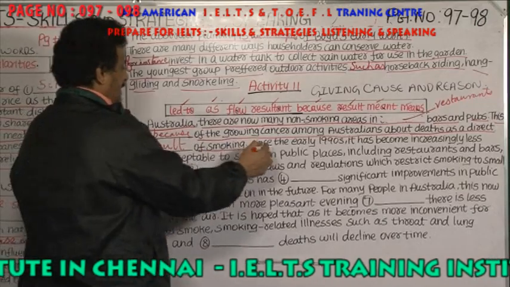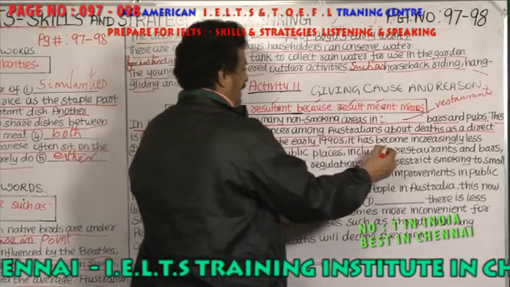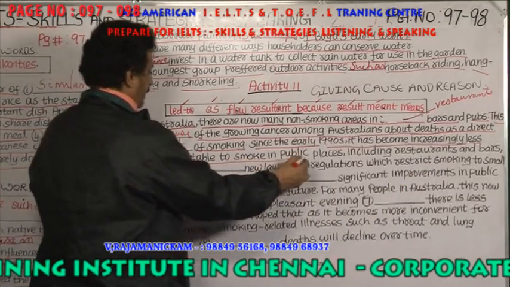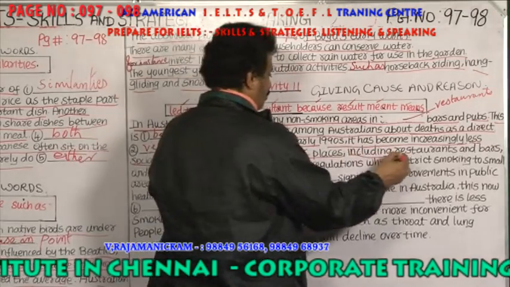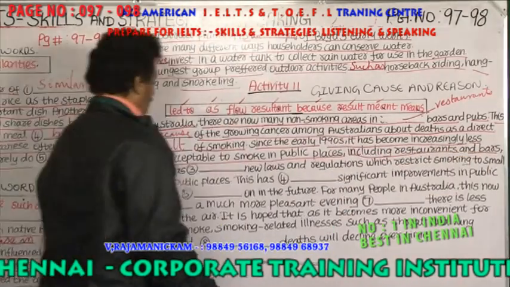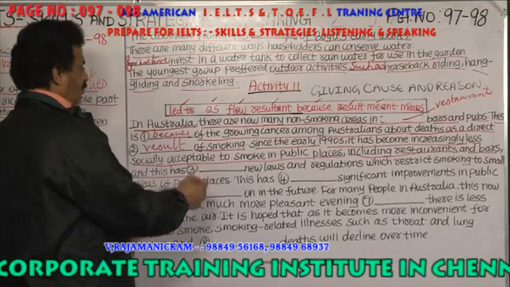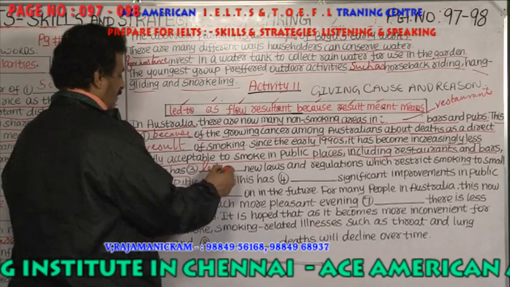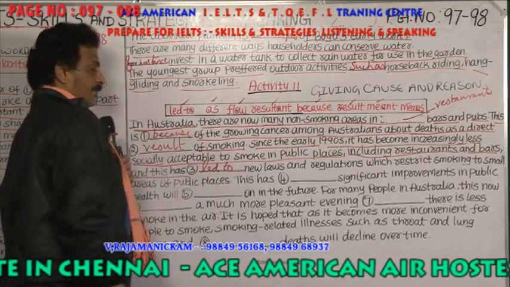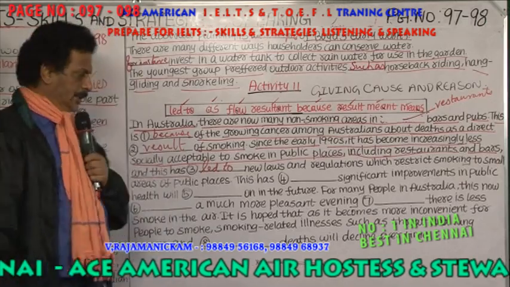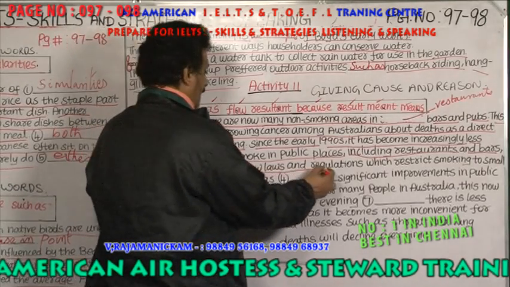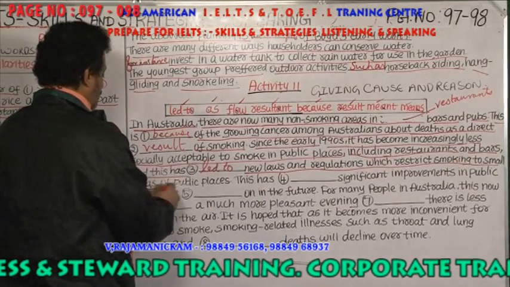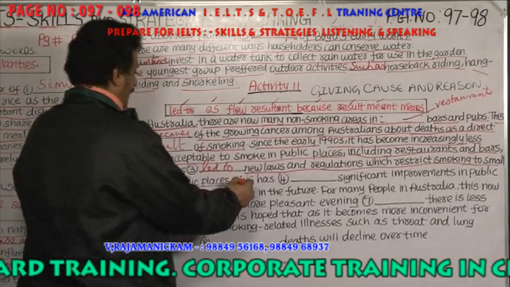Since the early 1990s, it has become increasingly less socially acceptable to smoke in public places, including restaurants and bars. So, and this has, number 3, this has led to. Past tense of lead is led. Led to new laws and regulations which restrict smoking to small areas of public places. So this has, what is the fourth answer?